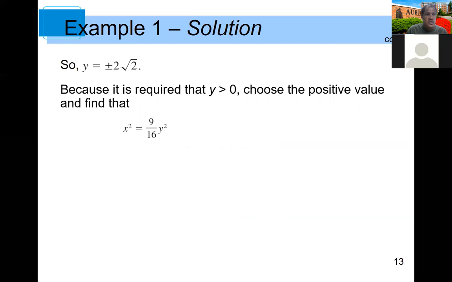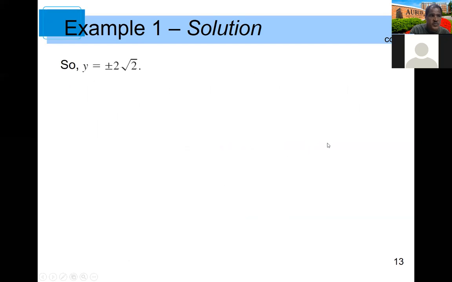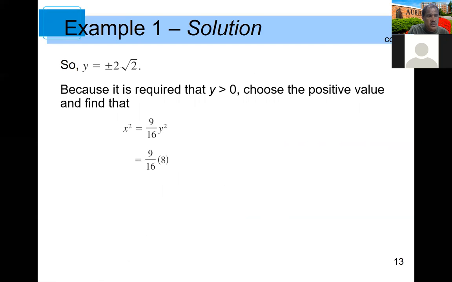But x squared, we know from the previous, if you remember, that x squared is 9 over 16 y squared from here. So if you put 8 instead of y squared, what you get is 9 over 16 times 8, which is 9 over 2. So x squared is 9 over 2. So take the square root of 9 over 2, which is 3 over root 2. So x is 3 over root 2.